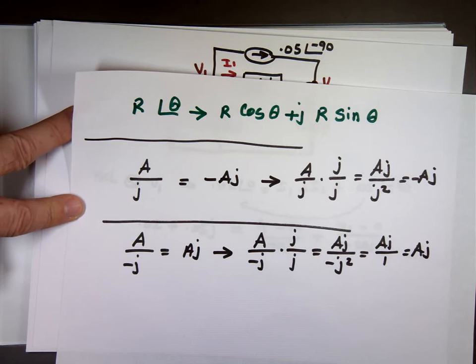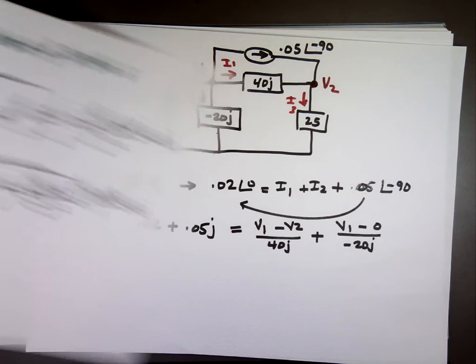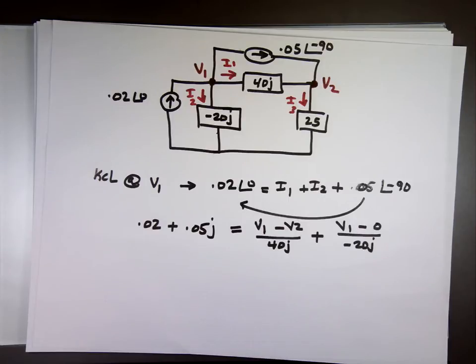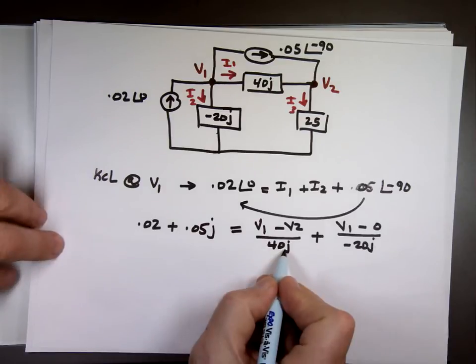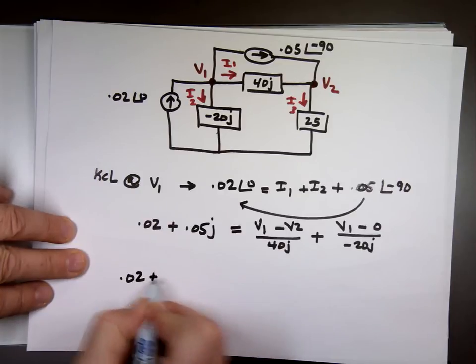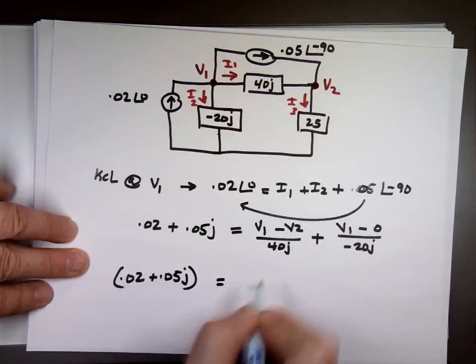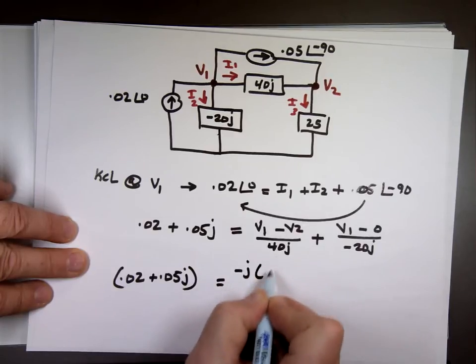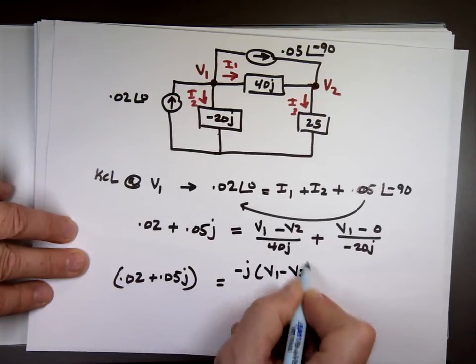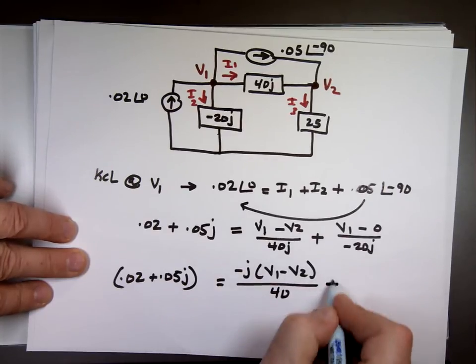So you'll see me, when trying to find the LCD and all that, I might play with it and go, wait a minute. You might say, see that j in the bottom? I'll bring it to the top, becomes a negative j. That'll be negative j. That's a negative j in the bottom. Bring it to the top, becomes a plus j.